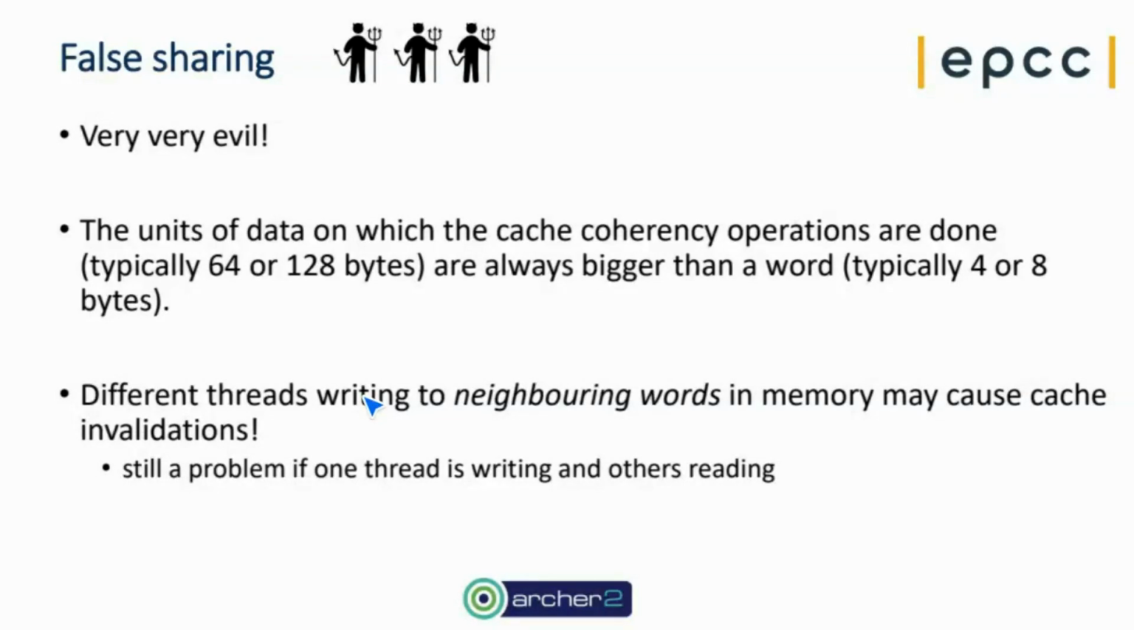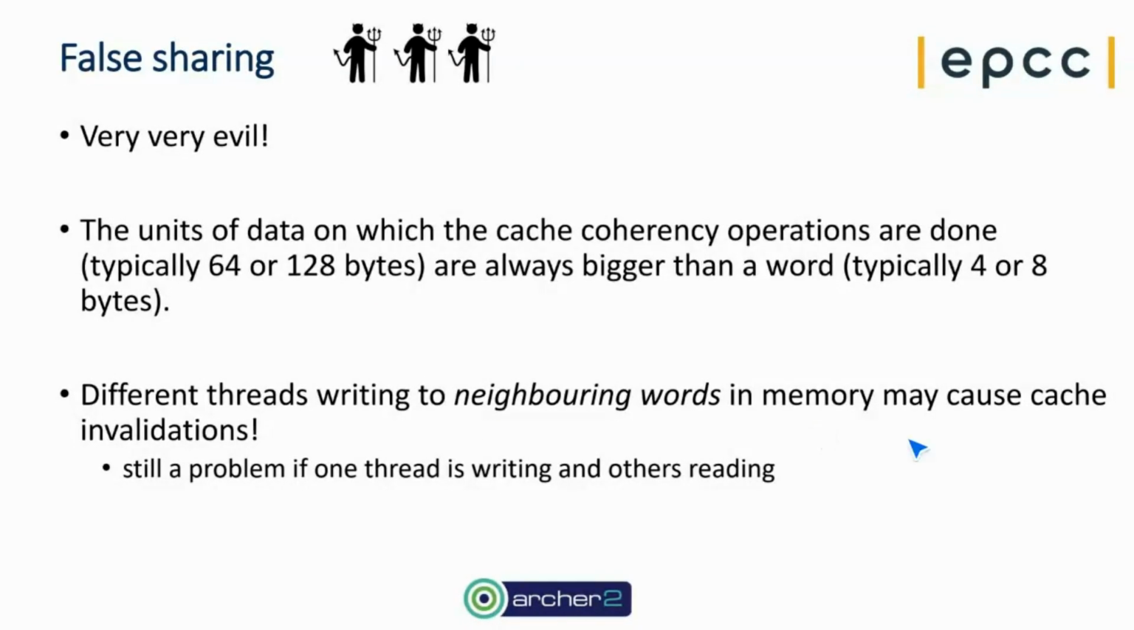The problem here is that when we think about these cache coherency operations that are being done to keep the view of memory coherent, these operate on cache lines, the cache blocks. These are typically 64 or 128 bytes, but they're always bigger than a word. Words of data are typically 4 or 8 bytes, depending on whether they're single or double precision, or ints or longs. But the coherency operations are always done on blocks of data which are bigger than a word and contain several words.